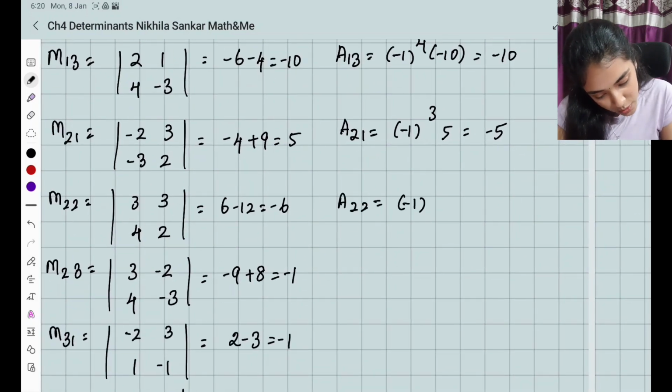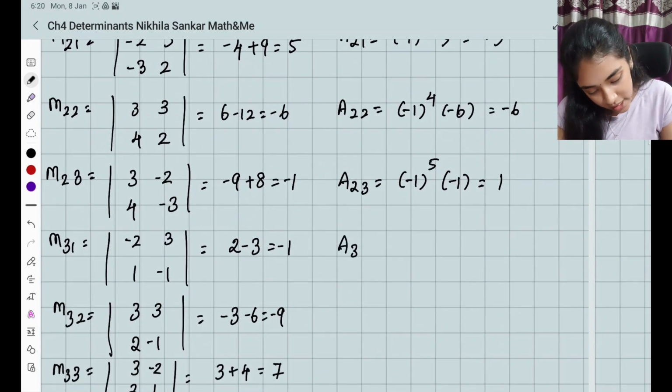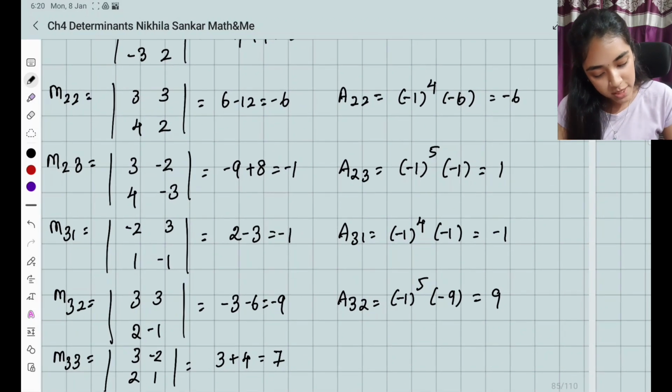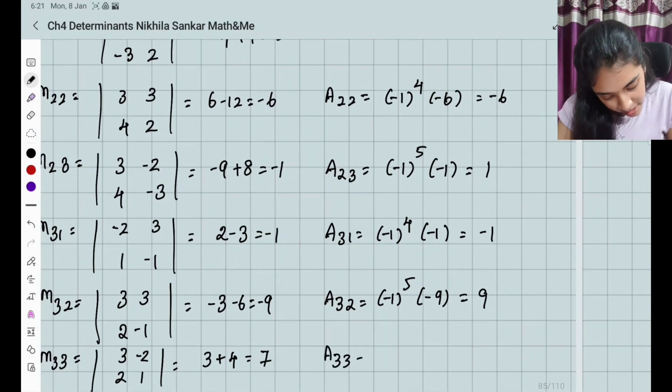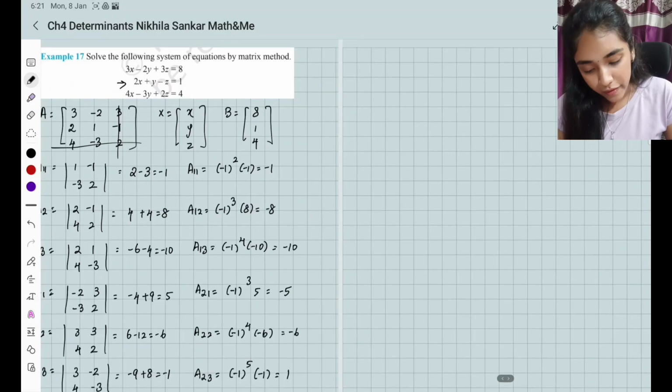A22 equals minus 1 to the power 4 times minus 6 which is minus 6. A23 equals minus 1 to the power 5 times minus 1, minus into minus is plus. So plus 1. Then A31 equals minus 1 to the power 4 times minus 1 which is minus 1. A32 equals minus 1 to the power 5 times minus 9 which is plus 9. Minus minus becomes plus. Then A33 equals minus 1 to the power 6 times 7 which is going to be 7. Okay. So now shall we write the cofactor matrix?